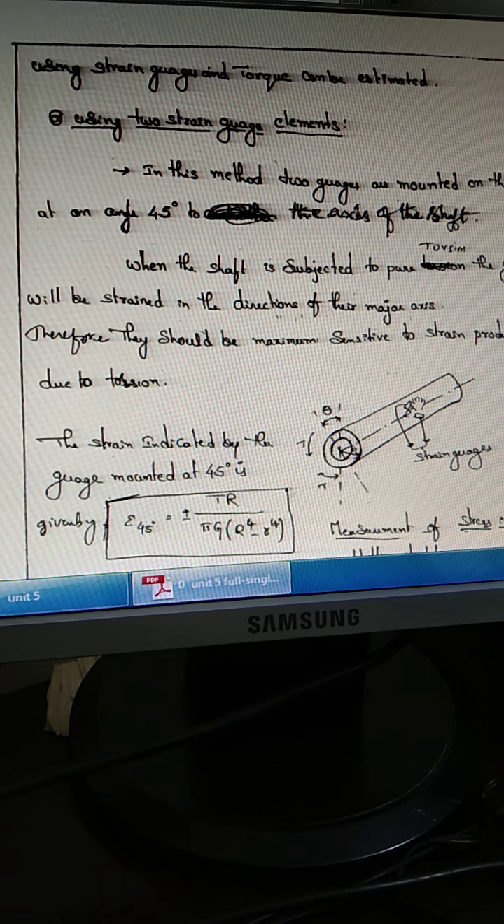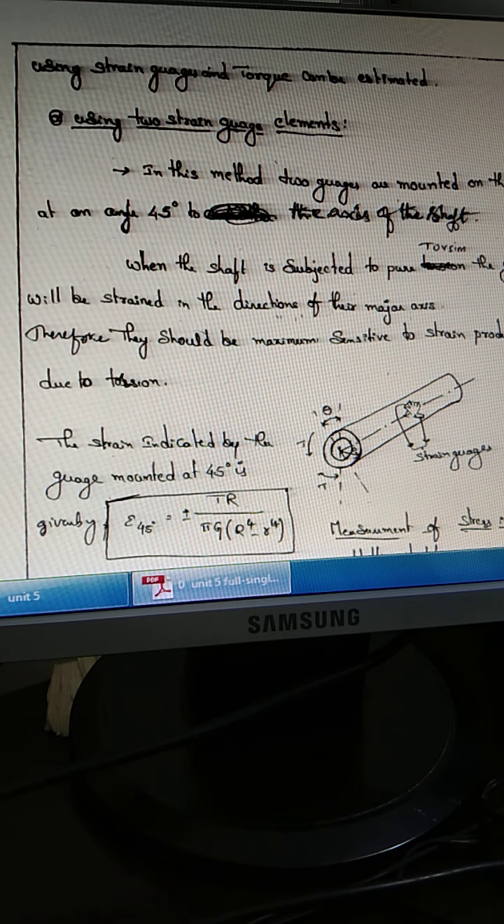This is the first strain gauge, attached at 45 degrees to the main axis, and this is the second gauge, also attached at 45 degrees. So if this end is twisted, one strain gauge will experience tensile strain and the other will experience compressive strain. So one will be positively strained, the other negatively strained. When they are twisted, strain will be developed along the 45 degree axis to the main shaft axis.